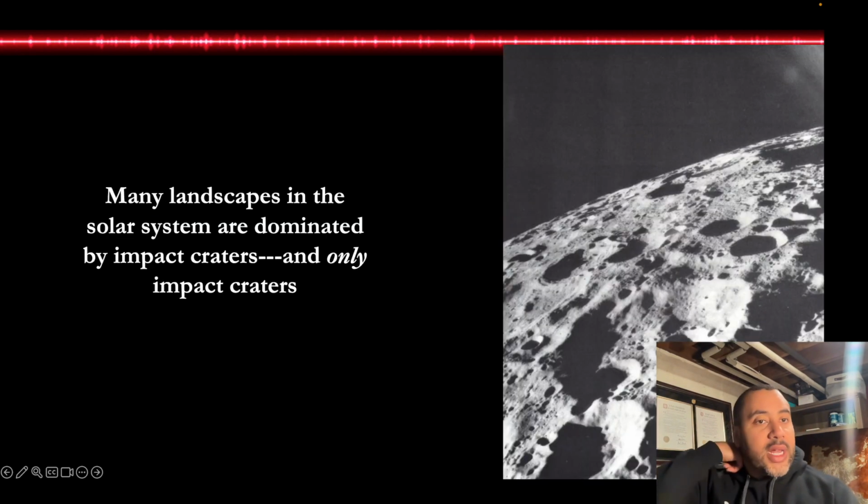So, a question that you could ask is, why do we use impact craters to understand chronology, or why do their statistics matter? And that's because many landscapes across the solar system are dominated by impact craters, and on some planetary bodies, we really only see impact craters. But these impact craters can provide us with some valuable insights into the ages of surfaces and the ages of major events in the solar system.